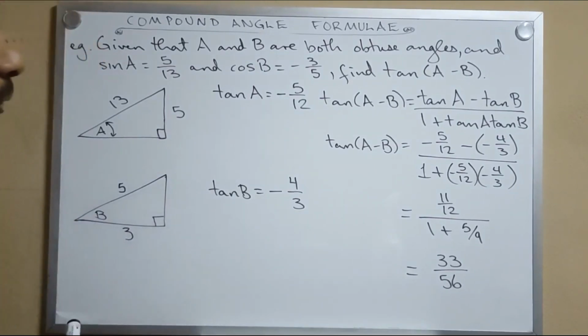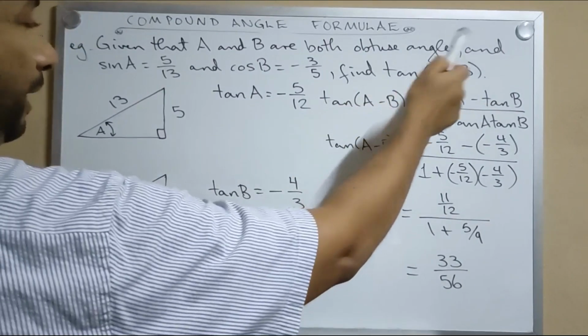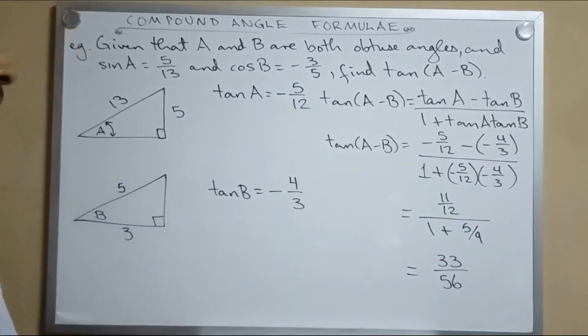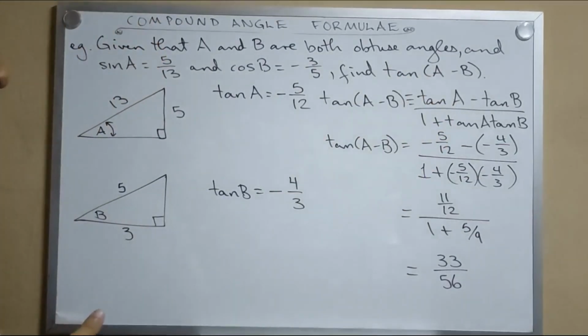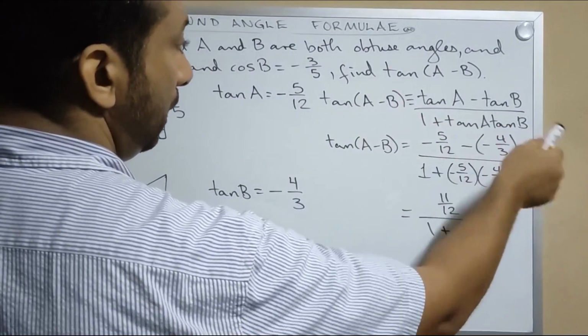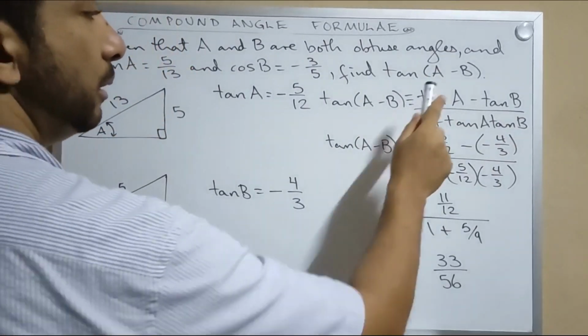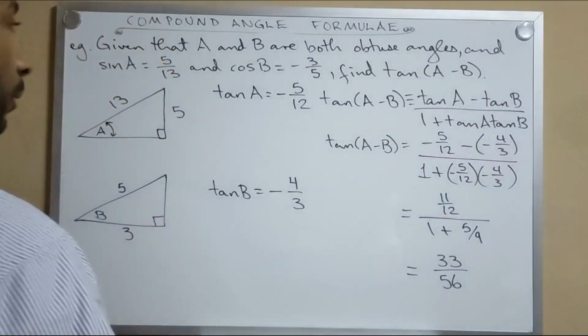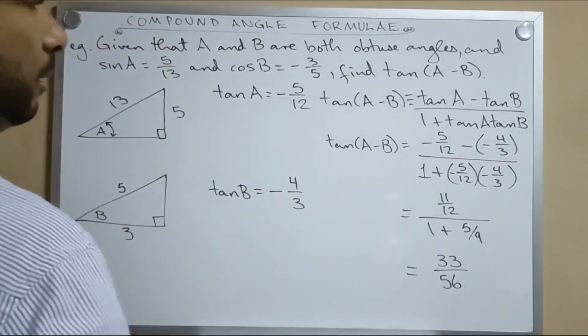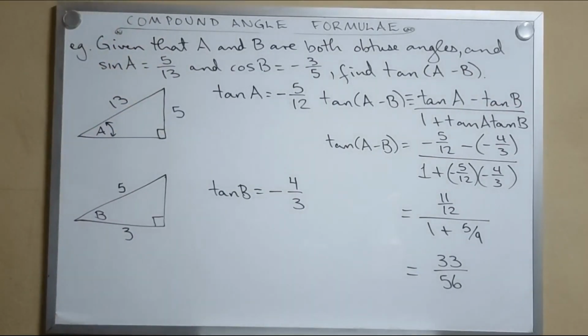So if we're to find the tangent of A minus B, remember that our formula is that the tangent of A minus B is identical to tan A minus tan B all over 1 plus tan A tan B. So we'll need the tangent of A and the tangent of B to substitute into our formula. But currently we have the sine of A and the cosine of B. So how can we find the tangent of A and the tangent of B?